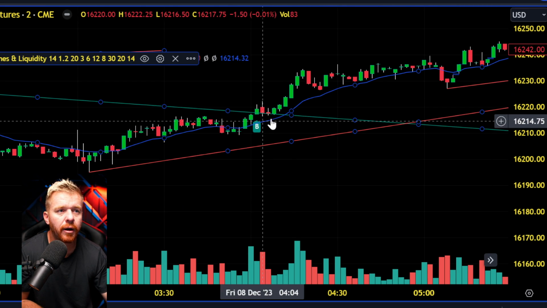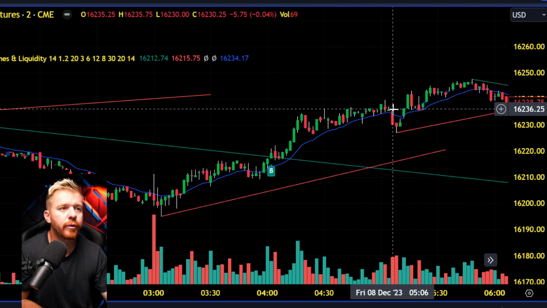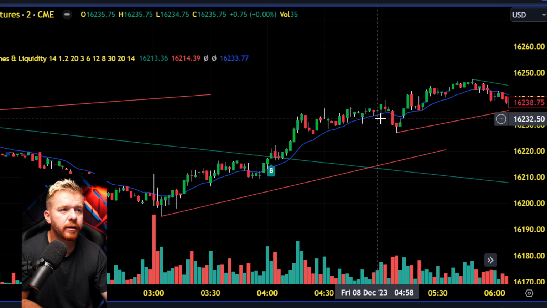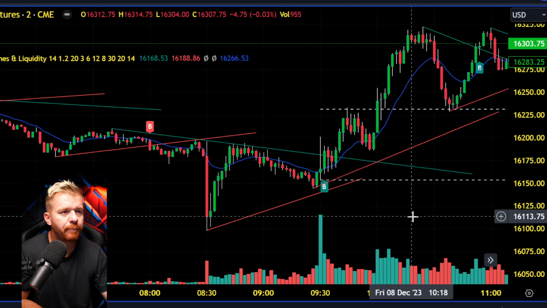Where are we? We are above the 14 EMA. Perfect, we get the breakout. We get long, we ride this baby up. So from here to there, 15, 20 points. Now, during the actual market open, check this out.